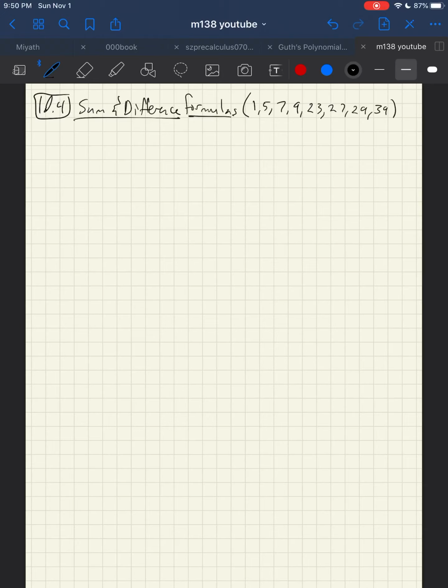So again, I want you to view this as more than the normal number of exercises because it's more than the normal length of a section. So the big things we're going to be doing are the sum and difference formulas.